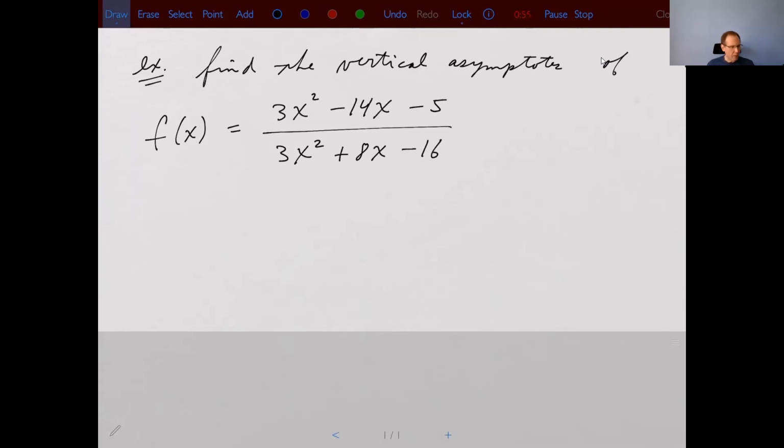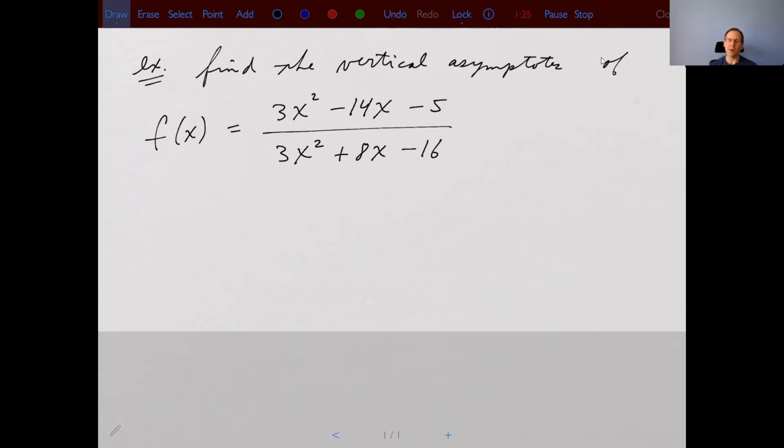Okay, so remember, to find the vertical asymptotes, we want to determine where the denominator is equal to 0, right? Because it's where the rational function is undefined. That's going to be when the denominator is equal to 0. So what we want to do is factor first both the numerator and denominator. And the reason why we want to do that, first of all, it'll make it easier to solve, right? When we set it equal to 0, to figure out what those zeros are.